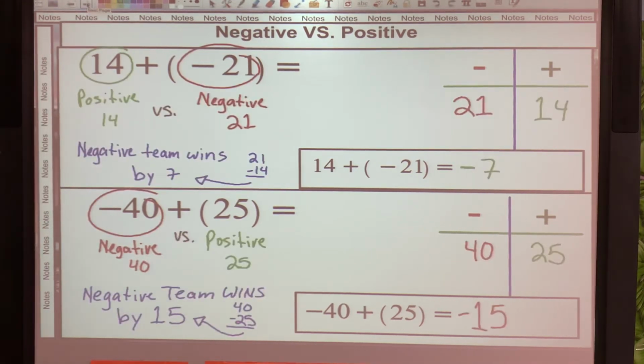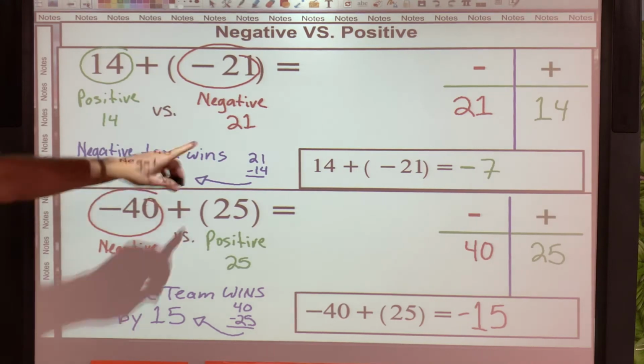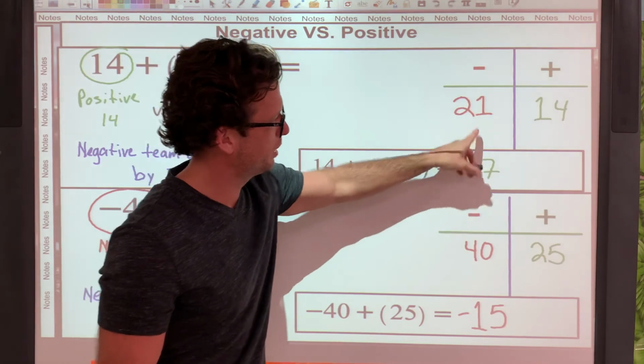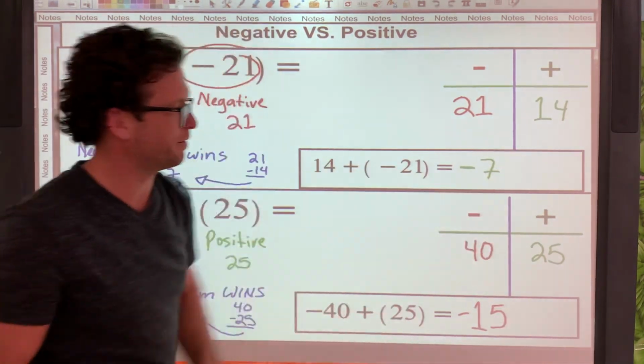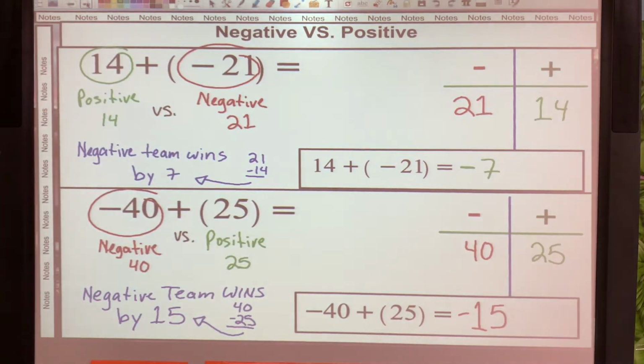All right, let's check back at our work. If we look at the one on the top, I've been very deliberate with how I word things. Again, you did not hear me say plus or minus. It is always negatives versus positives. The positive team scored 14 versus a negative team that scored 21. I can see the negative team won, so there's my sign for my solution. 21 minus 14 gives me 7. So I could say the answer to 14 plus negative 21 is a negative 7.